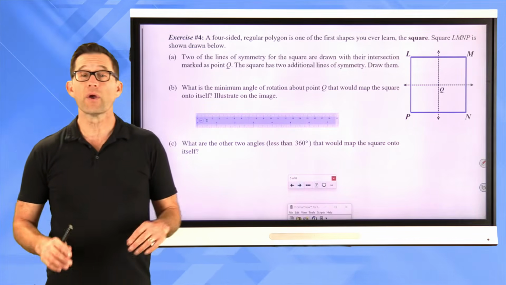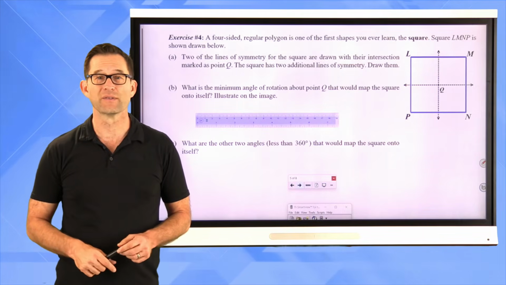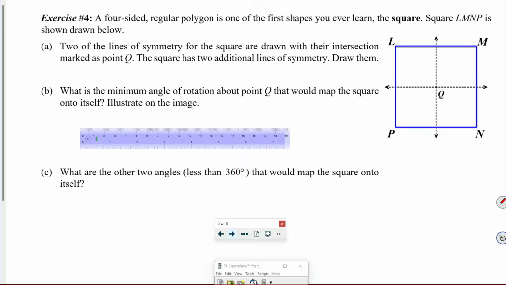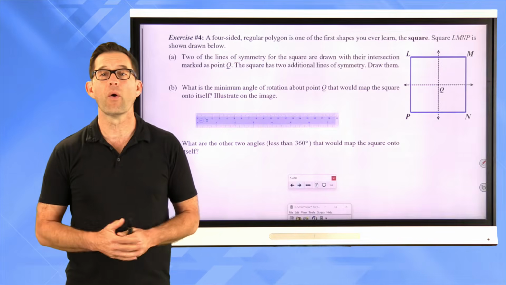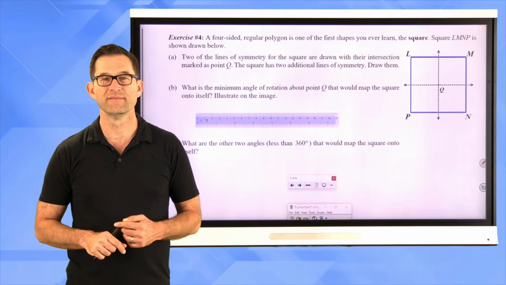Not surprisingly, when we go up from the equilateral triangle, we then get a four-sided regular polygon, and let's take a look at what's going on with that. Exercise number 4. A four-sided regular polygon is one of the first shapes you ever learn, the square. Square LMNP is shown drawn below. Letter A. Two of the lines of symmetry for the square are drawn with their intersection points marked as Q. The square has two additional lines of symmetry. Draw them. All right, go ahead and draw what you think are the two additional lines of symmetry. I bet you can figure these out.